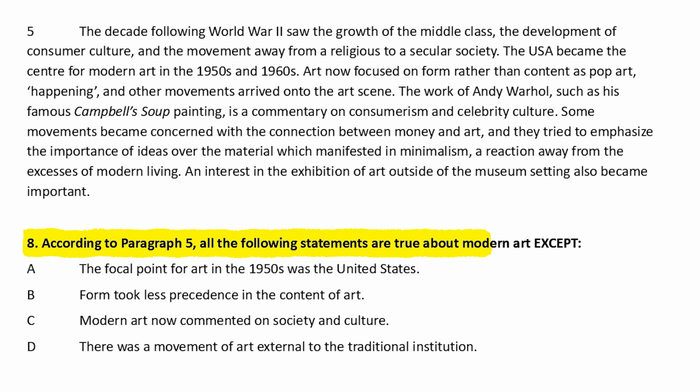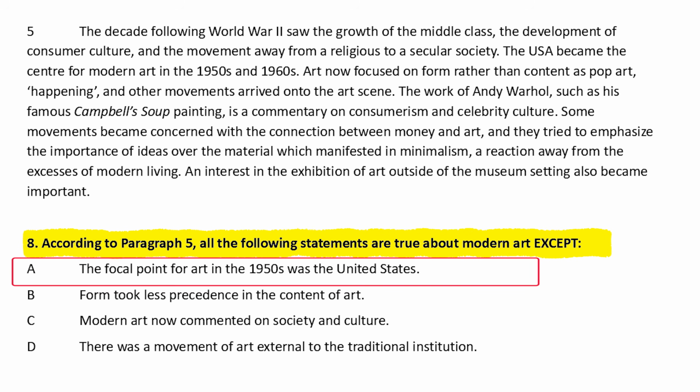According to paragraph 5, all the following statements are true about modern art except, and then you can see the answer choices. Now, let's go through each option to find the one that is not true. A says, the focal point for art in the 1950s was the United States. This is true. The paragraph clearly says, the USA became the center for modern art in the 1950s and 60s. So A is not the correct answer to the question. We're looking for the one false statement.